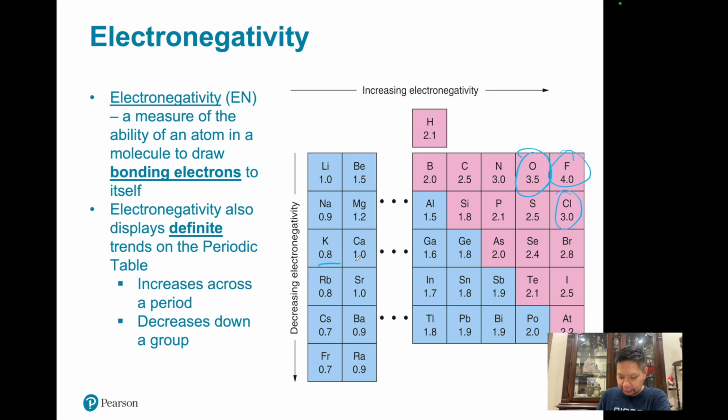Compare that to the metals, all their electronegativities are really low. And that's because, like I said, nonmetals are much more likely to steal an electron because they can attract the electrons from the metals, right?